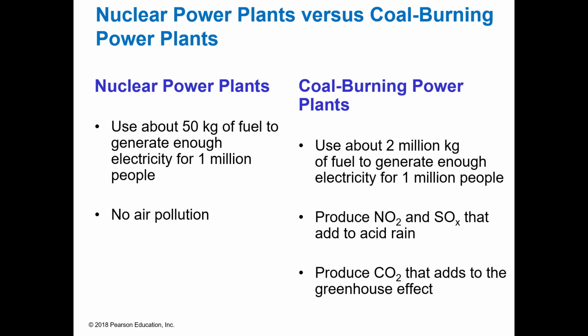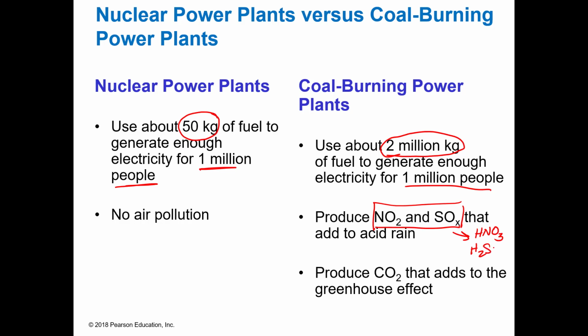So in nuclear power plants, you use about 50 kilograms of this fuel to generate enough electricity for 1 million people. And there is absolutely no air pollution involved in this process whatsoever. The problem with coal burning plants is it takes 2 million kilograms that we've dug out of the earth, which is not sustainable, to generate that same amount of electricity. It also produces NOx and SOx, which, when you get that into the air with rain, produces acid with moisture, and that will rain down and kill trees, cause discoloration to buildings, and also cause inhalation issues. You also produce carbon dioxide as part of this process, and that contributes to global warming.